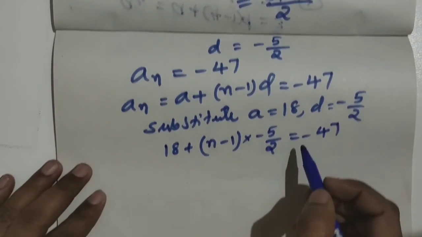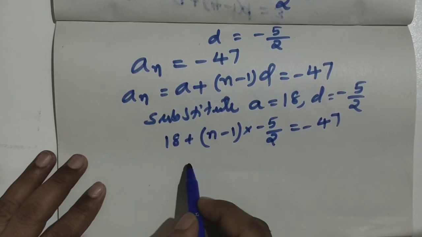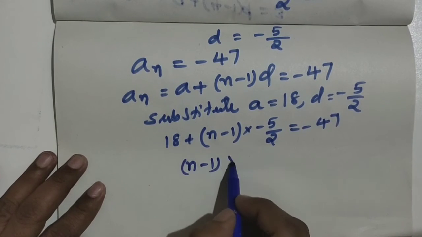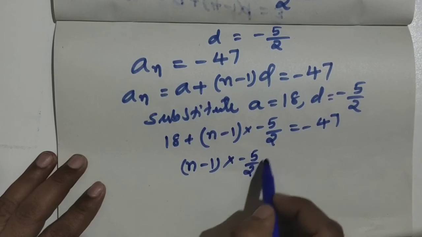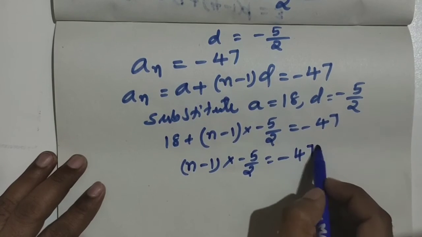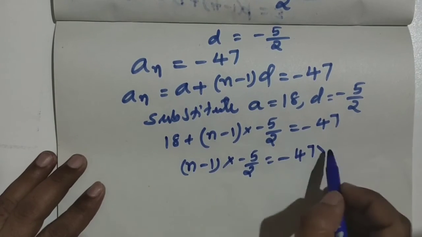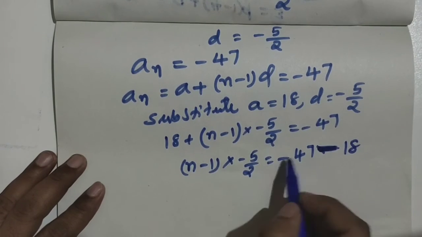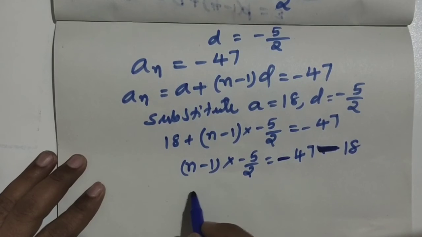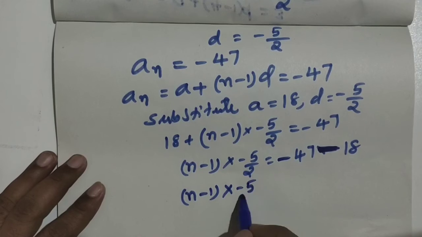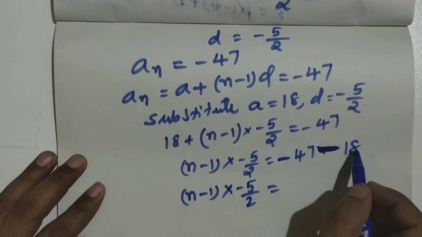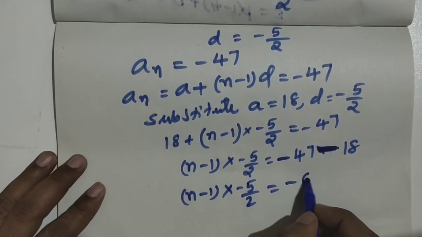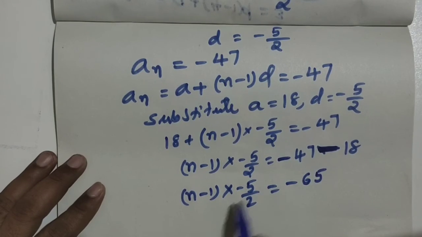First take this 18 to the right side, then we get n minus 1 into minus 5 by 2 is equal to minus 47 plus 18 becomes minus 18 on the right side. Minus 47 minus 18. Now n minus 1 into minus 5 by 2, keep it as it is. Minus 47 minus 18, we get simply minus 65. Both are minus, so we should add, then keep the same sign.